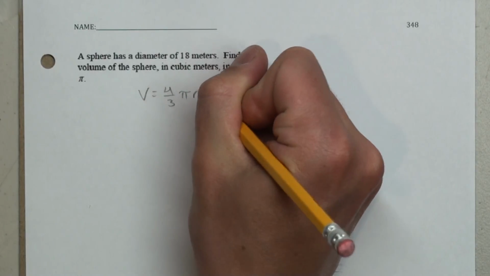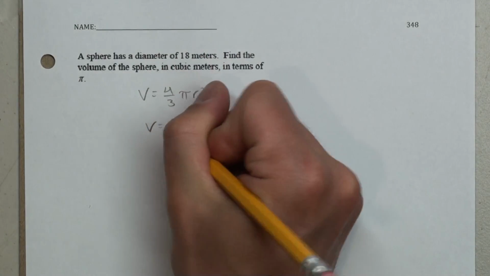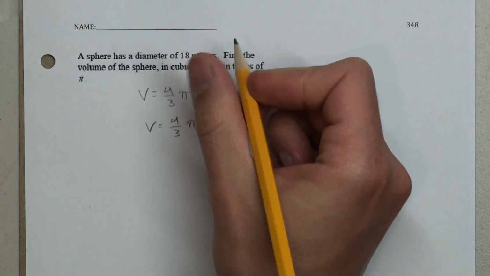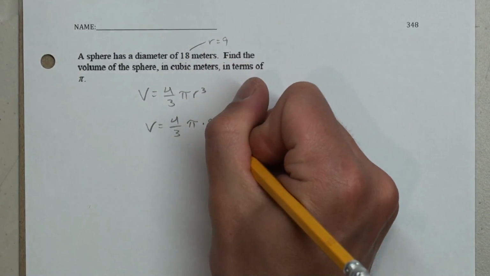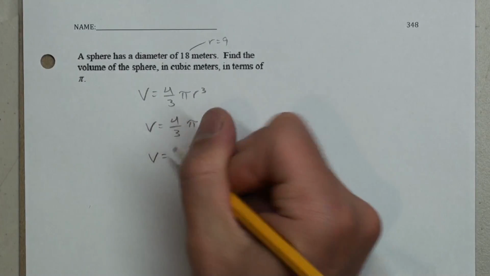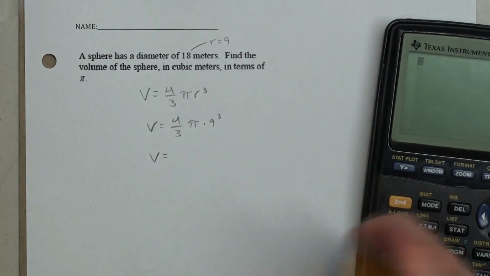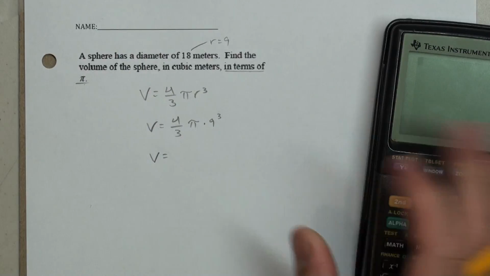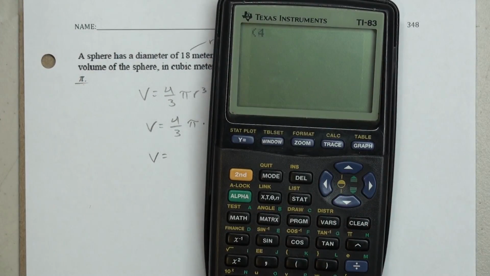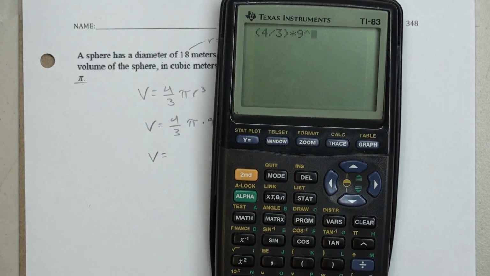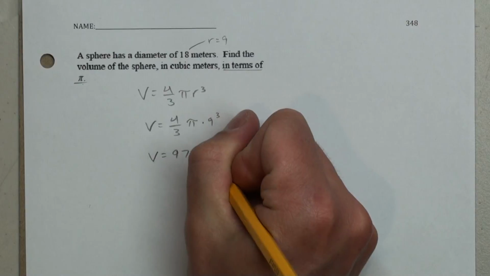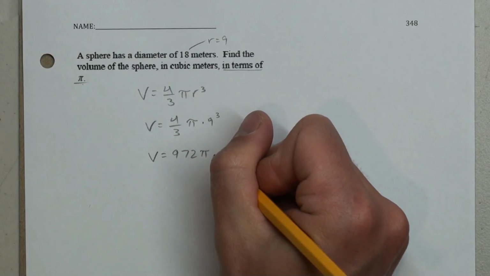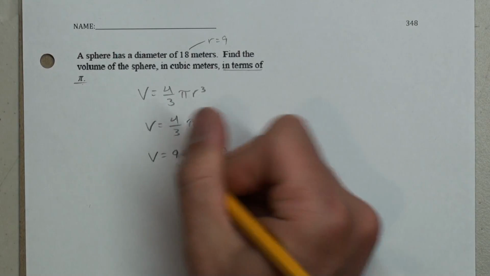4/3 pi r cubed. r equals 9, so 4/3 pi times 9 cubed. V equals, in terms of pi, so I just do 4/3 times 9 cubed, and I get 972. Pi comes down, and that's meters cubed.